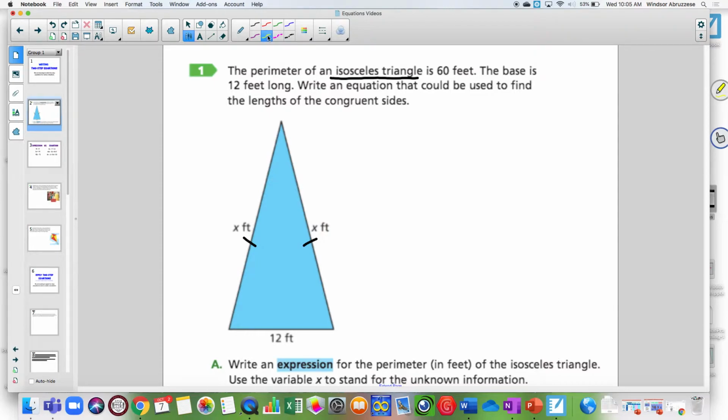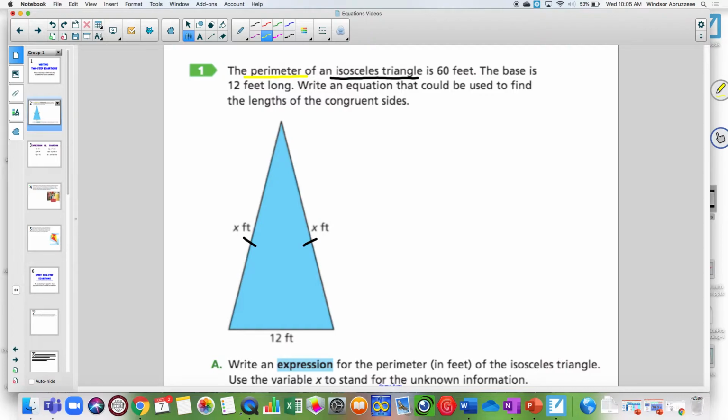Okay? Now, when you read a word problem, you want to break it down. You want to make sure that you're understanding each word that's in that problem. So, the perimeter of an isosceles triangle is 60 feet. The base is 12 feet long. Write an equation that can be used to find the lengths of the congruent sides.